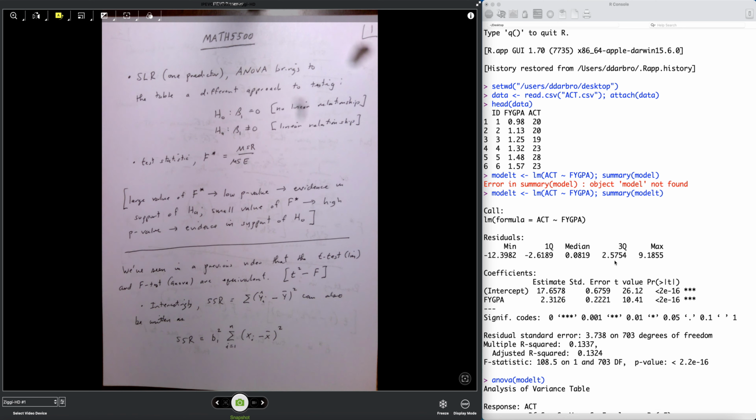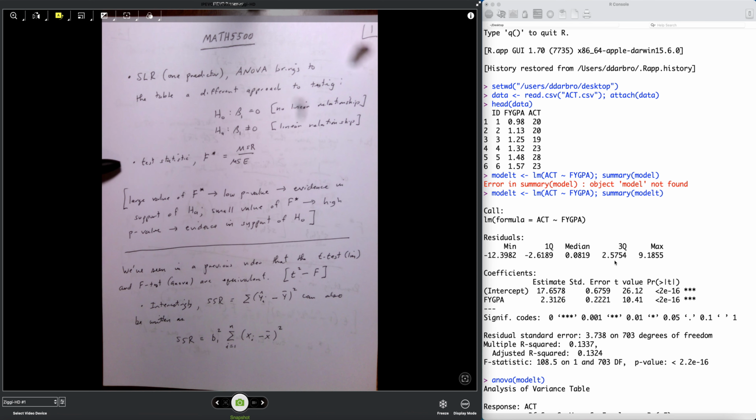In other words, if the evidence supports H sub 0, we fail to reject. If our p-value is greater than 0.05, then we assume no linear relationship. And if our test result is more supportive of H sub A, meaning that our p-value is less than 0.05, then we can assume a linear relationship.